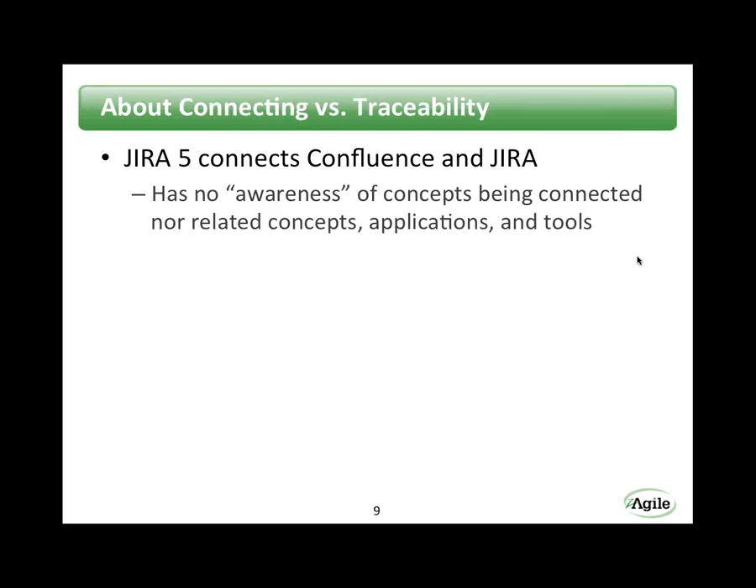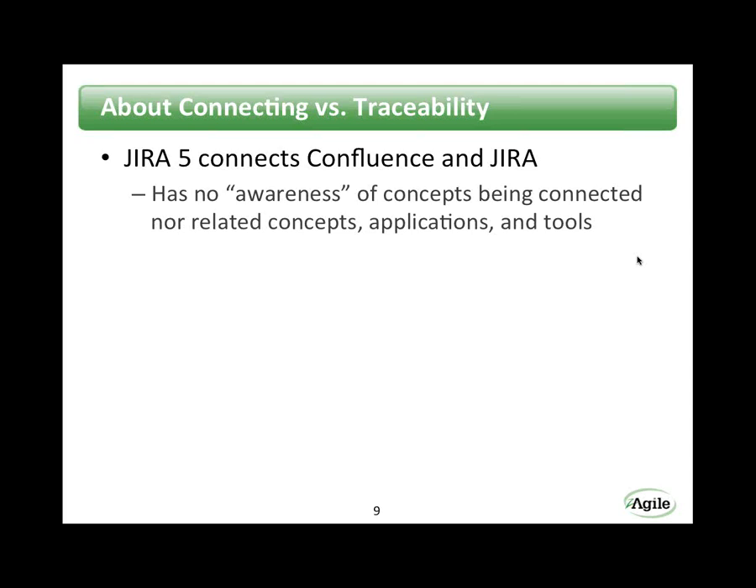Next up is about traceability versus connecting. Again, our friends at Atlassian deliver fantastic tools. It's the leading ALM suite nowadays, and they continually improve the tools and also the connections or the integration amongst their products. So for an example, JIRA 5 connects even better to Confluence.